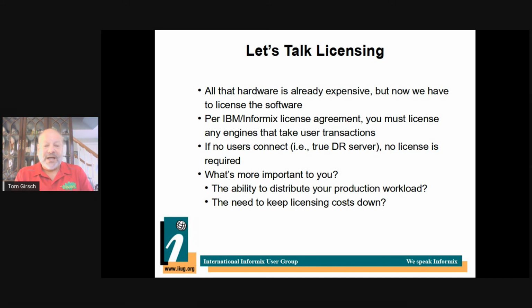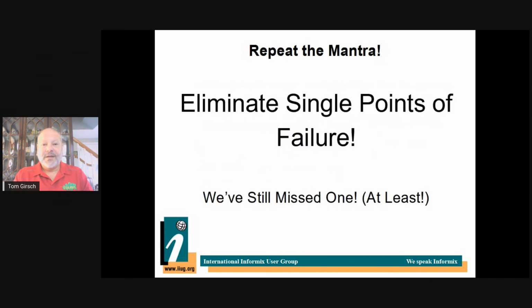In our enterprise, we have 4 servers. We use 2 of them. We license 2 of them. So we have a read-only reporting server, which is our HDR secondary. And of course, our HDR primary is taking the transactions and doing all the work.